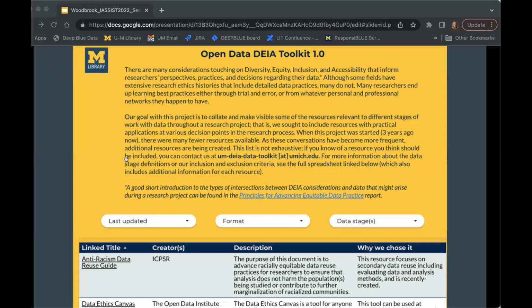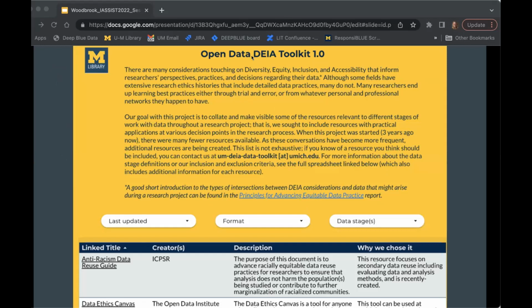And this is what the initial version of the toolkit looks like. It's not as visually appealing as I would like, but that's in the works. Revisions are. You can also explore it yourself. I'll drop that in the chat if I can as I present here.